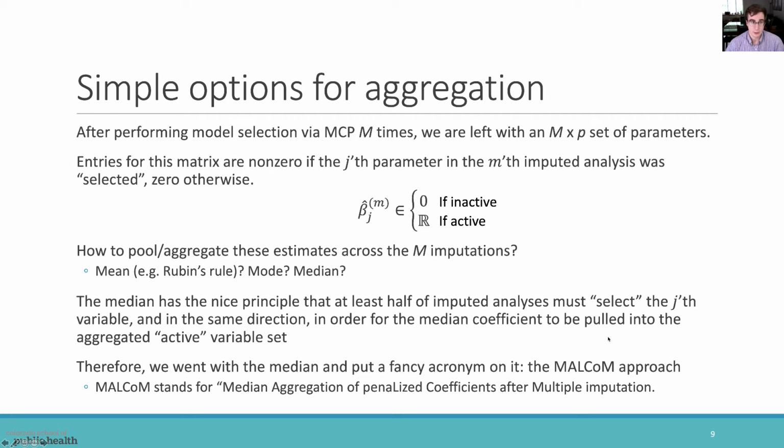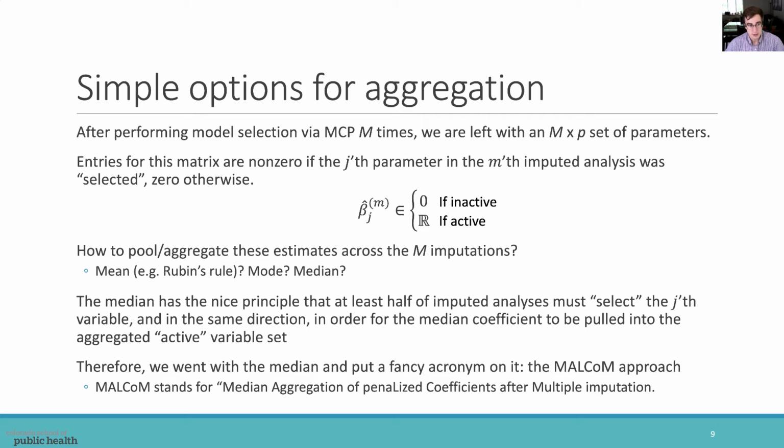Now, importantly, how do you aggregate your coefficients after performing MCP on each imputed data set? So we're left with this matrix of m by p parameters, and the entries for this, in terms of columns, the j columns are going to either be 0 or some number on the real line that's not 0 if the variable was found to be active in that particular imputation. And how do you aggregate a variable that's this kind of weird looking variable?